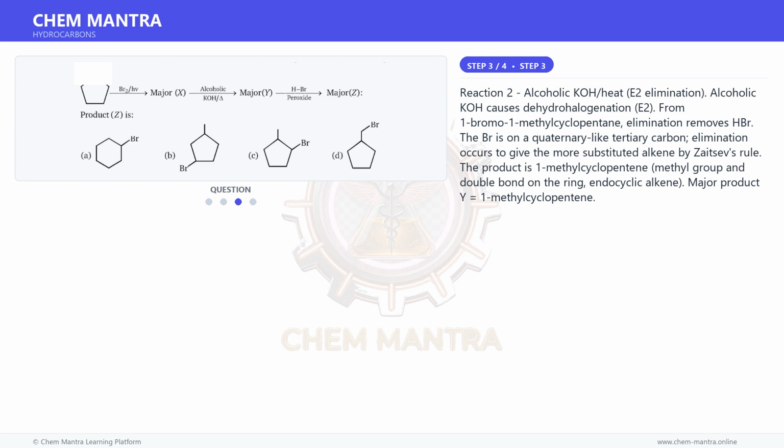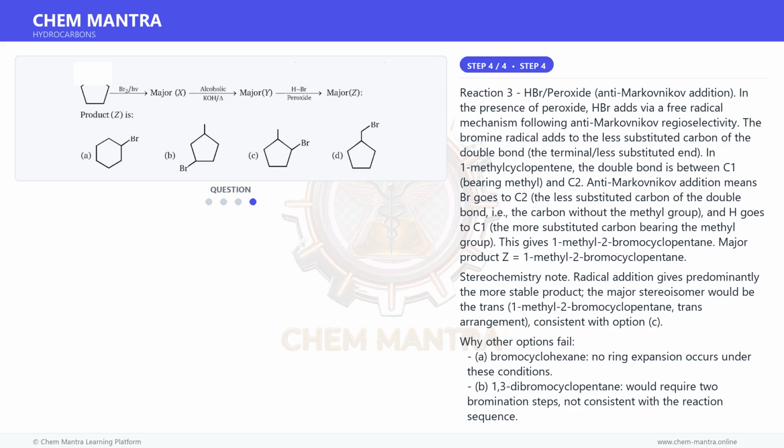Elimination occurs to give the more substituted alkene by Zaitsev's rule. The product is 1-methylcyclopentene, with the methyl group and double bond on the ring, an endocyclic alkene. Major product Y is equal to 1-methylcyclopentene. And for the final step.